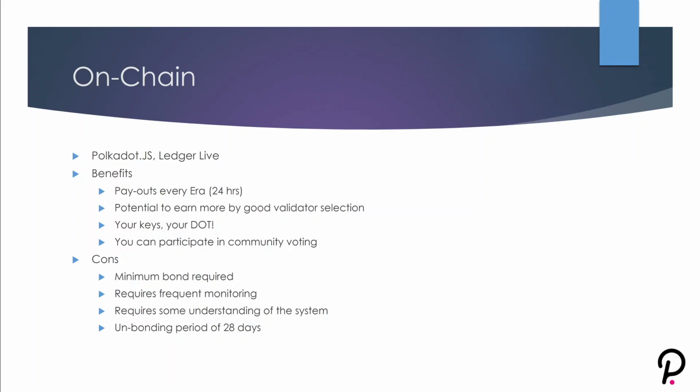Some cons, as I said, a minimum bond is required, which at the time of this recording is 130 DOT. Again, it requires frequent monitoring. This is an involved process, and you'll see some of the parameters as we continue in the video. It requires some understanding of the system and how things work, and I hope this video helps with that. And the final one, there's an unbonding period of 28 days.